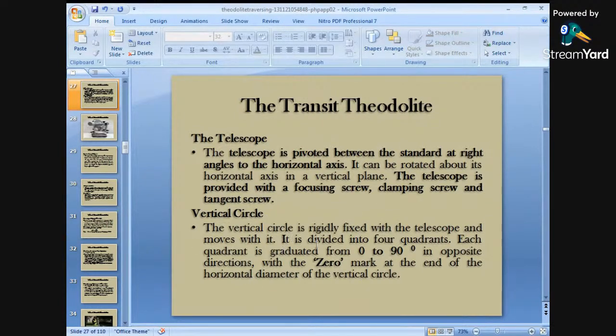It is divided into four quadrants. Each quadrant is graduated from 0 to 90 degrees in opposite directions, with the zero mark at the end of the horizontal diameter of the vertical circle. So basically you can measure an angle of 0 to 90 degrees on your vertical circle.